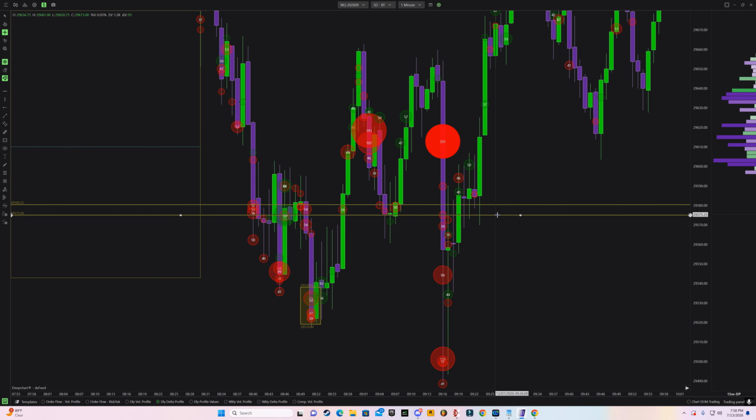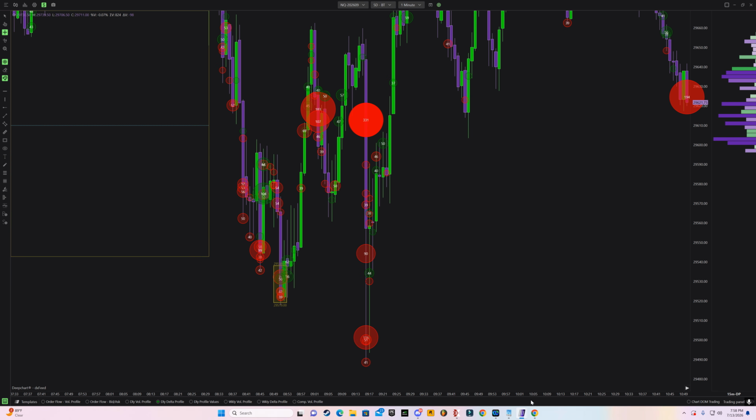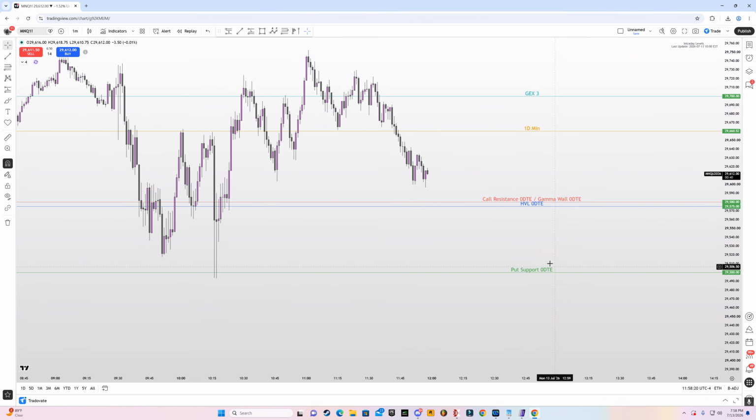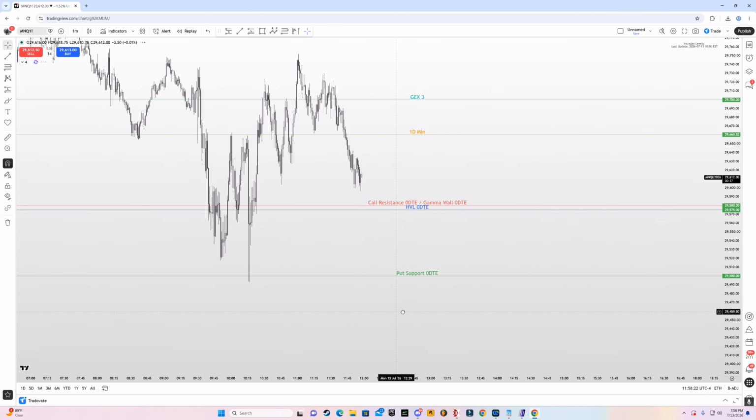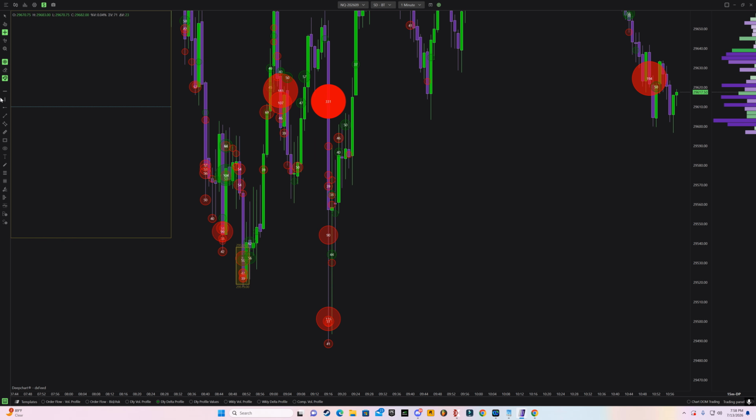So again, we are still below the value area low, right? We dipped below. And if you look here, we had put support 0 DTE level. It's acting as support, and this is at 29,500, right? So let's mark out this level here, 29,500. Bam! Look at the precision of these levels, guys.